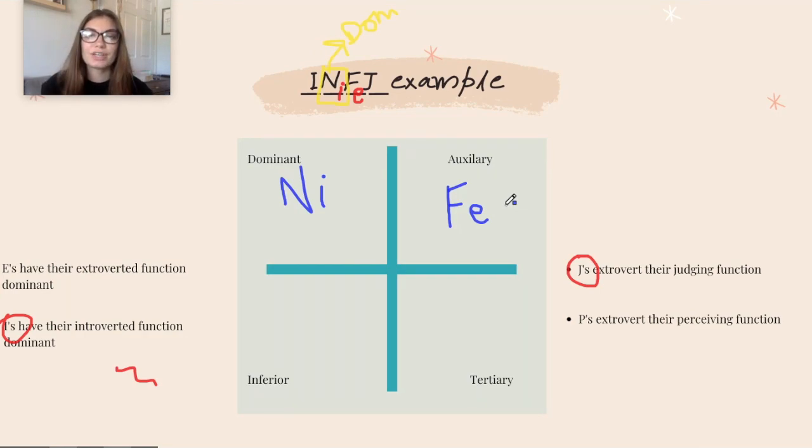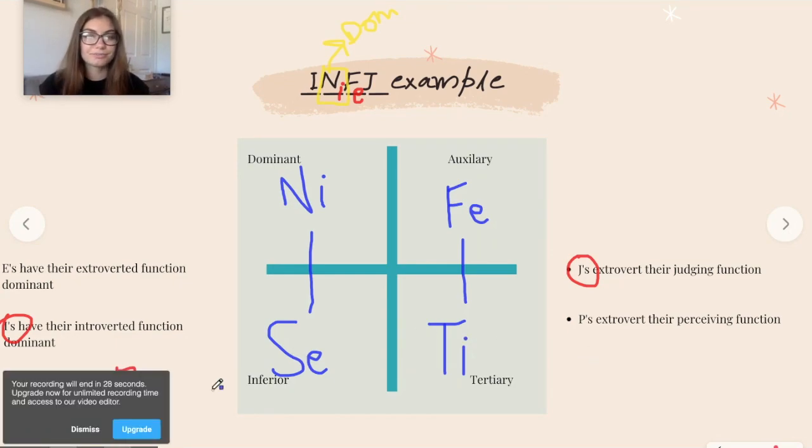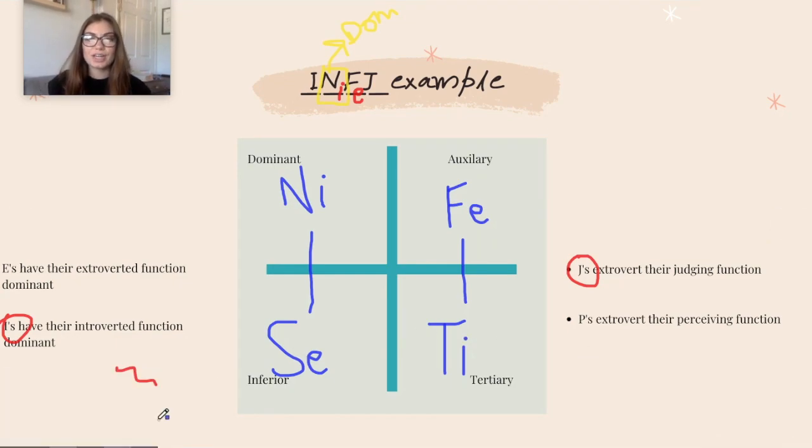If you remember from the last video, Ni is on an axis. The opposite of N is S. The opposite of I is E. So they have an inferior function of extroverted sensing. And then the opposite of Fe, so the opposite of F is T, and the opposite of E is I. So you've got all 4 of their functions filled in. So this is basically what the INFJ's mind looks like.